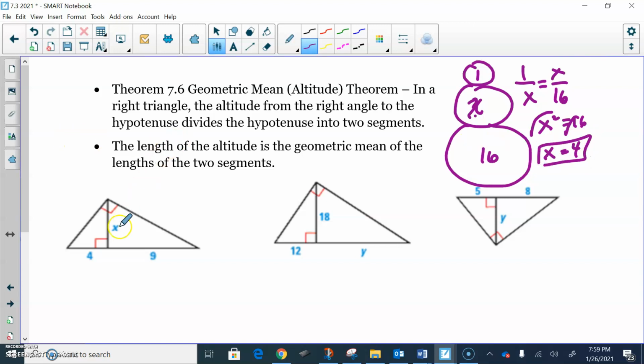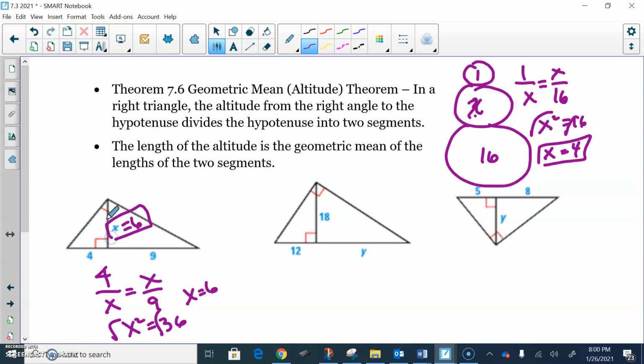So our new theorem says that this number is the geometric mean. It fits proportionally to the two segments that form the hypotenuse. So we're going to say 4 is the same number as that number is to 9. That's the middle of our snowman. So we cross multiply, 36, square root both sides. You can see the length of our altitude is 6.